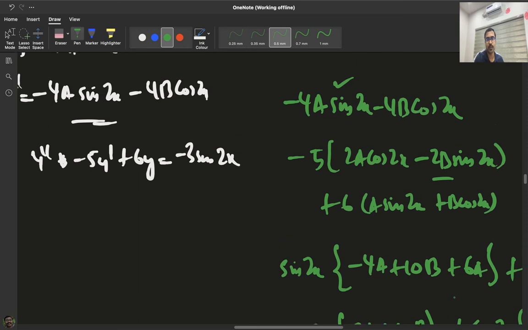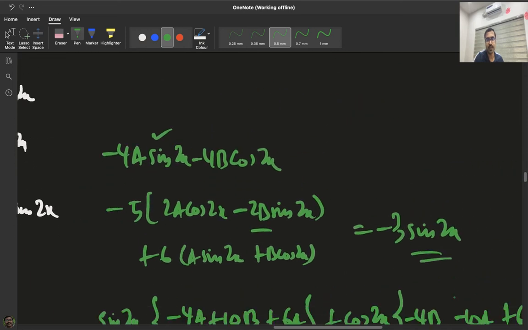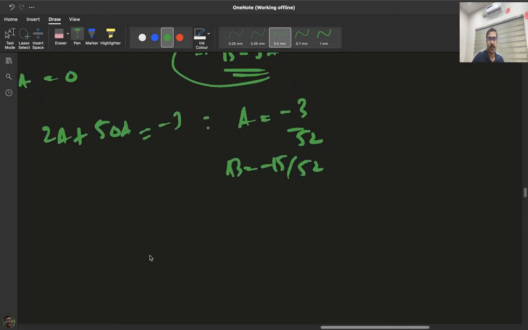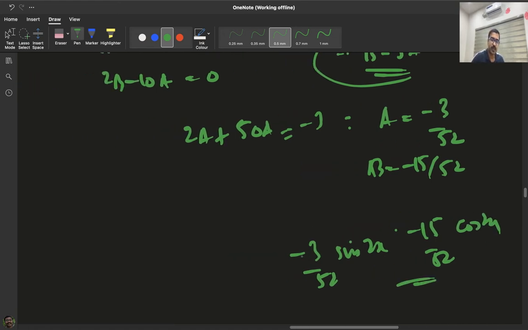So your particular solution will be of the form we had assumed, A sin 2x plus B cos 2x. So it will be simply minus 3 by 52 sin 2x minus 15 by 52 cos 2x, right? So that is your yp. So your final solution would be y is equal to simply yh plus yp. So we can just add them up.